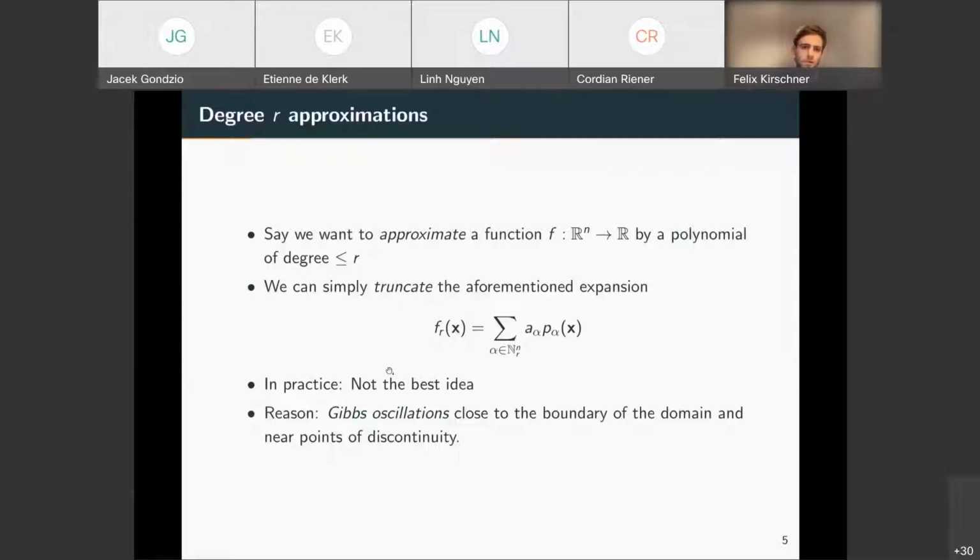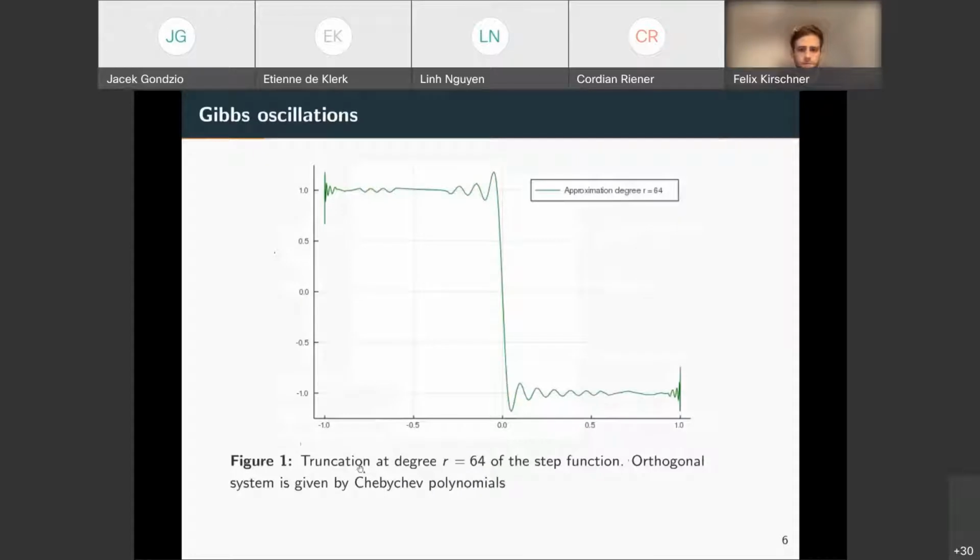So we can ask the question, is that a good idea? And in practice, it is not. The reason for this is something which is called Gibbs oscillations, which happen close to the boundary of the domain and near points of discontinuity. And we will see a picture of that now.